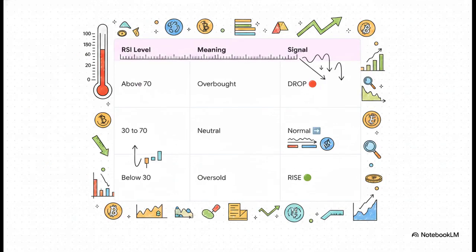Another great tool in your belt is the RSI, or Relative Strength Index. Think of it like a momentum thermometer that scales from 0 to 100. If the RSI is above 70, the coin is running way too hot. It's overbought, and the price might drop soon. Between 30 and 70, that's neutral territory. But if it dips below 30, the thermometer is freezing. It's oversold, which signals that the price could bounce back up soon.